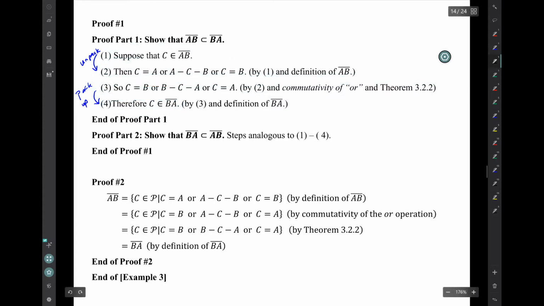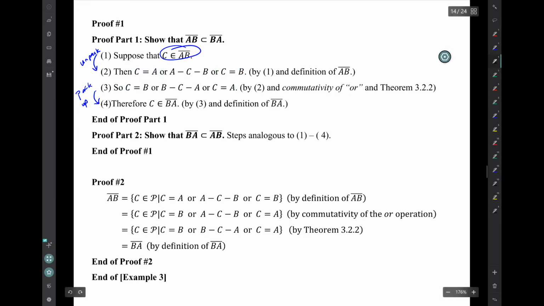The key fact is, if C is in segment AB, then either C is equal to point A, or C is equal to point B, or C is between A and B. Well, look, we can change the order in the OR statement. So this green thing can go over here, and this red thing can go over here. So there we've used the commutativity of the OR operation.